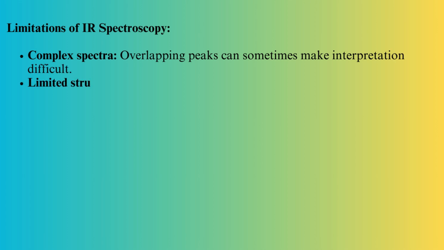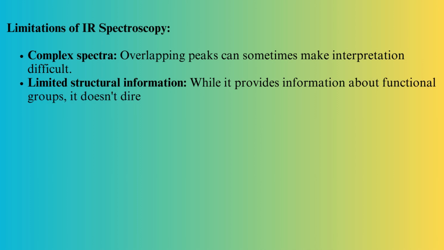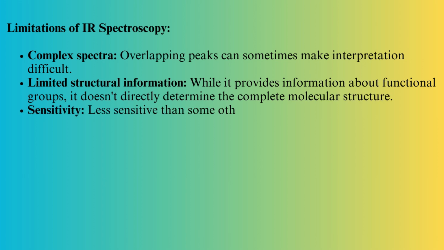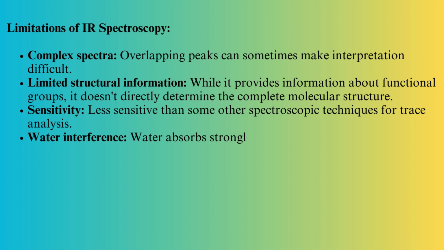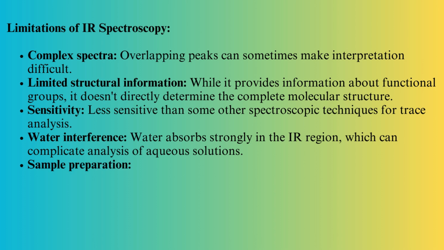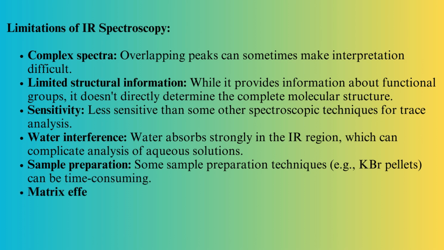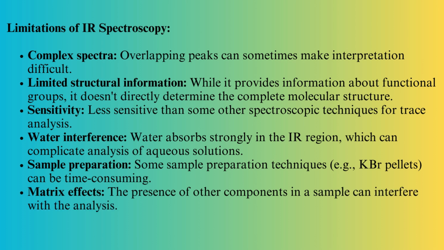Limitations of IR spectroscopy. Complex spectra: overlapping peaks can sometimes make interpretation difficult. Limited structural information: while it provides information about functional groups, it doesn't directly determine the complete molecular structure. Sensitivity: less sensitive than some other spectroscopic techniques for trace analysis. Water interference: water absorbs strongly in the IR region, which can complicate analysis of aqueous solutions. Sample preparation: some sample preparation techniques can be time-consuming. Matrix effects: the presence of other components in a sample can interfere with the analysis.